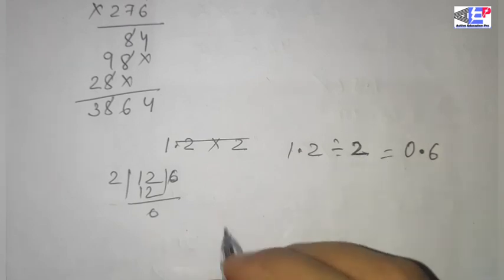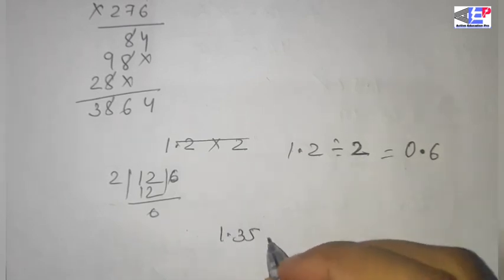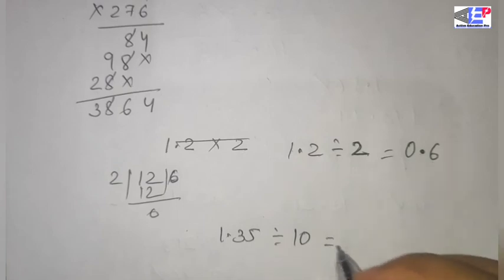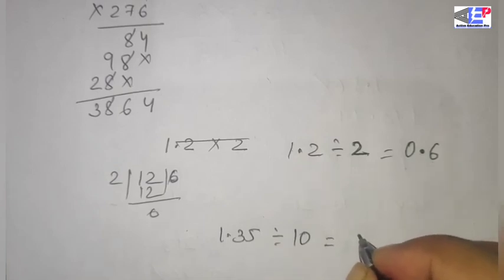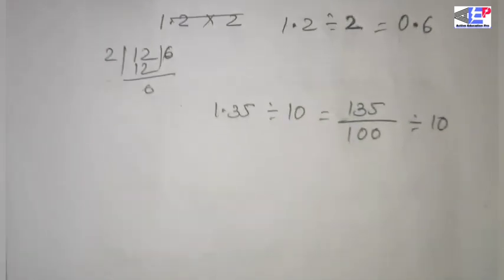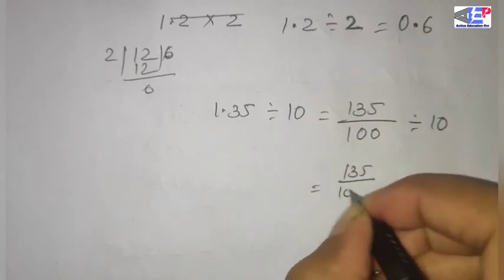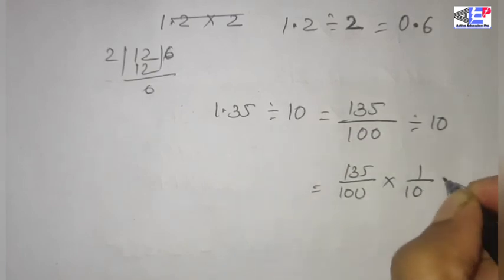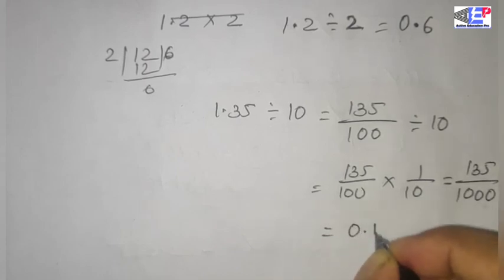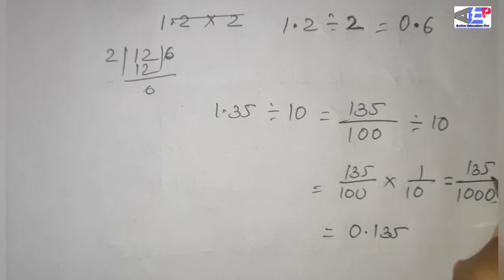And the next case, when you divide a number by 10 or multiples of 10. So first, convert to fraction, 135 by 100 divided by 10, and you know very well 135 upon 100 into 1 by 10, and this is 135 upon 1000. It will be 0.135. There are 3 zeros, so it moves 1, 2, 3. This is 0.135.